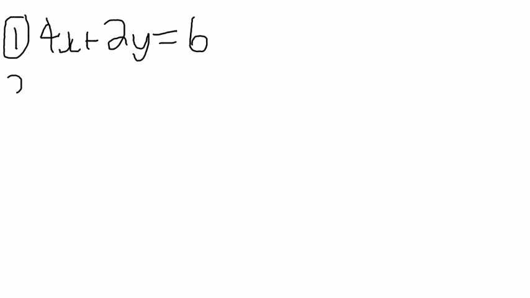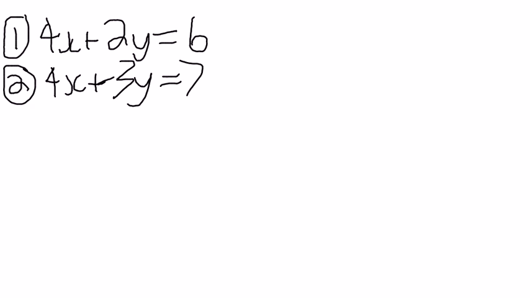So first we'll write out our two equations. So first you always want to label your equations with 1 or 2. So I'll just label the first one 1, and we'll just say 4x plus 2y equals 6. And then for the other one, we label this one 2. 4x plus 3y equals 7.